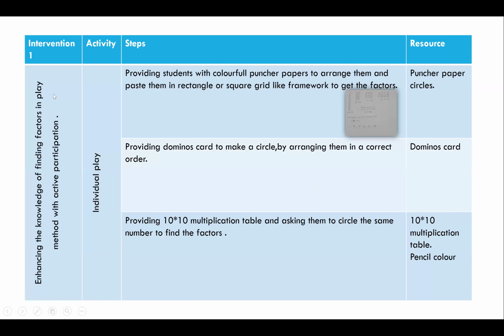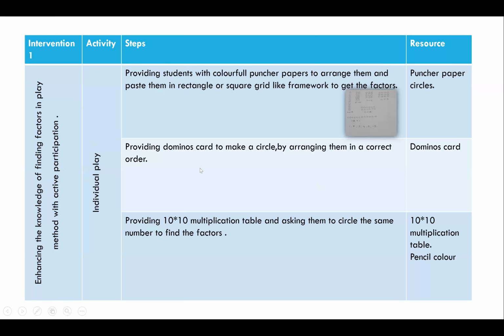This is my first intervention. The main aim is to enhance the knowledge of finding factors in the play method with active participation. The first is individual play. For this, the first activity is providing students with colorful punch papers to arrange and paste them in a rectangle or square grid-like framework to get the factors. I have just added some photos, explaining by drawing, madam.